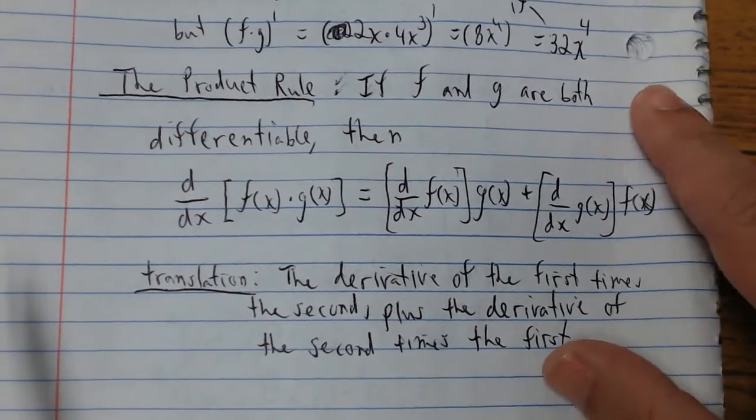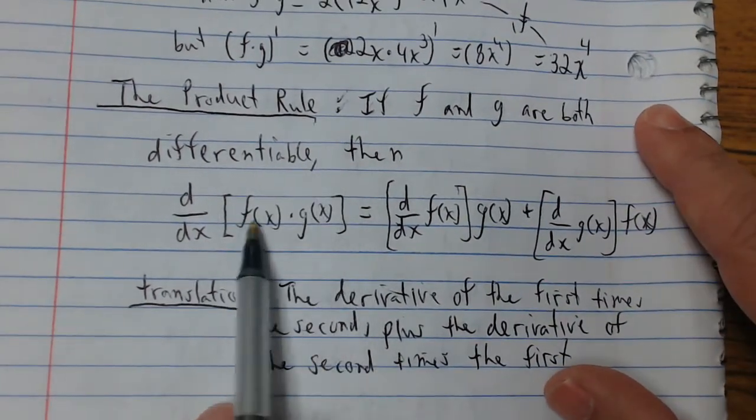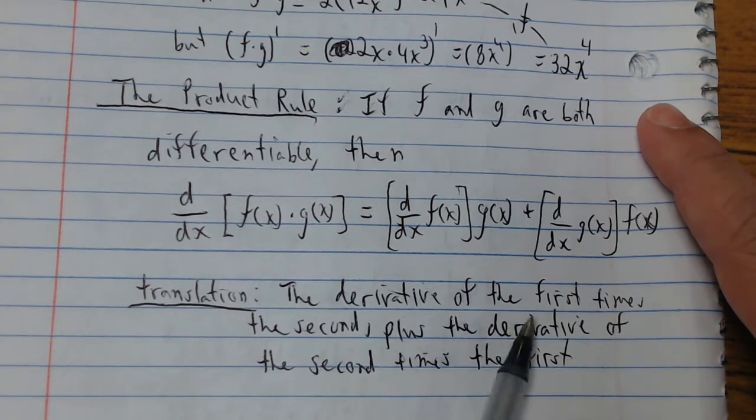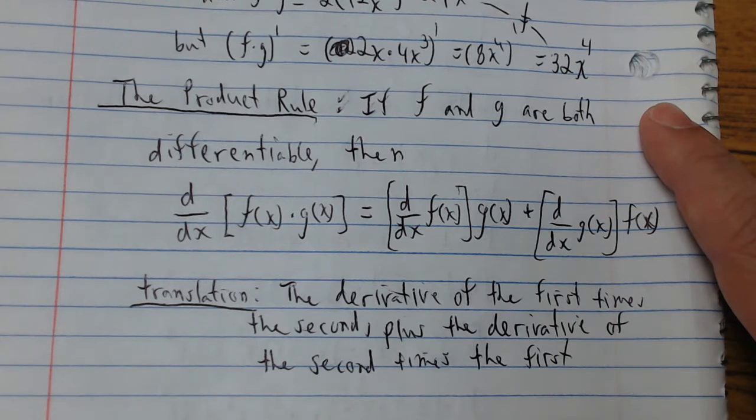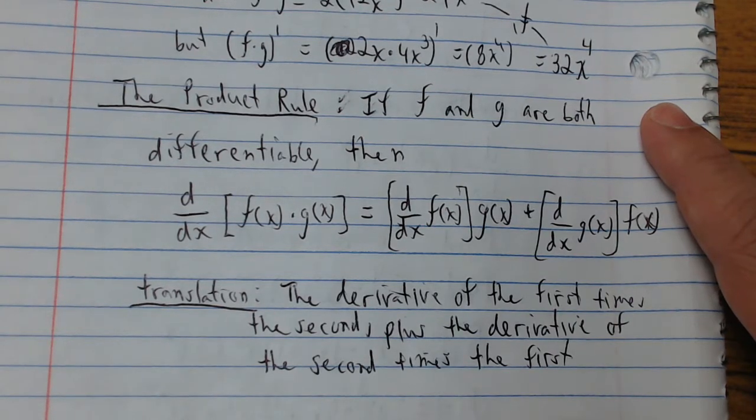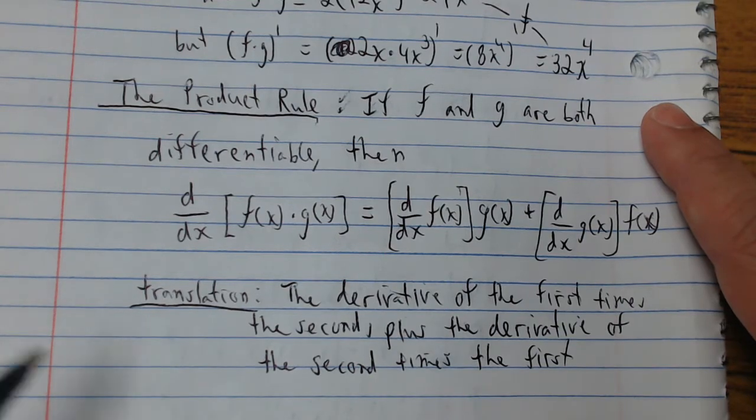And by the way, this applies to the product of 3 functions or 4 functions, as long as you follow this rule. So if, let's say, we have 3 functions, it would be the derivative of the first times the other 2, plus the derivative of the second times the other 2, plus the derivative of the third times the other 2. So if you follow that rule, you notice that it's just the same thing over and over. Okay, so let's look at an example.